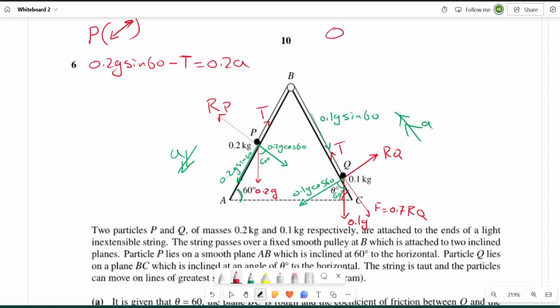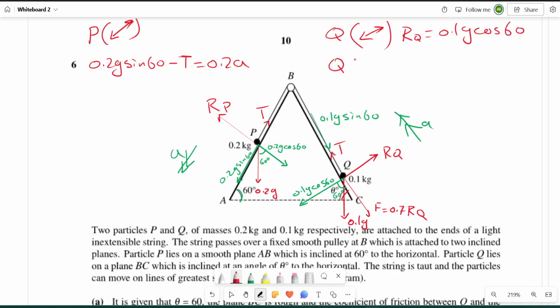Let's do Q now, and let's resolve it first in the perpendicular to the plane direction. So we're going to resolve in this direction. We know that sigma forces in this direction is 0, so forces in this direction will equal forces in that direction. I'll basically have RQ equals 0.1 g cos 60. Okay, that's the first thing.